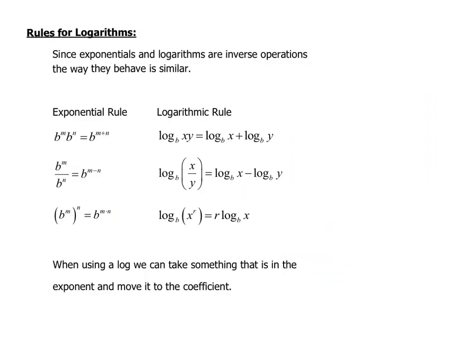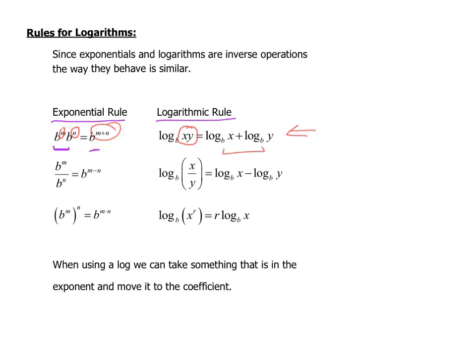Since exponentials and logarithms are inverse operations, they undo each other, and they are going to behave in similar ways. If we look here, we can see some exponential rules that we've used throughout algebra, and then the corresponding logarithm rule. When we've got things with the same base and we're trying to combine them into just one power, we add those exponents. So if we have b to the m times b to the n, it's going to be b to the m plus n. The same thing happens here. If we've got log base b of some product, a product turns into a sum.